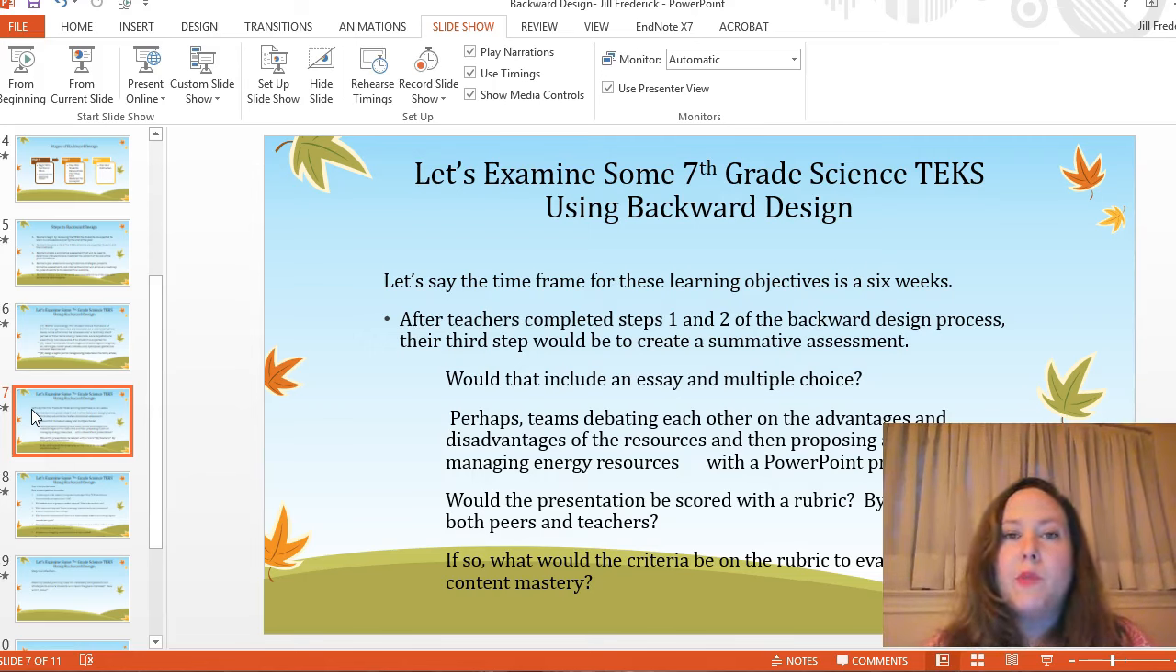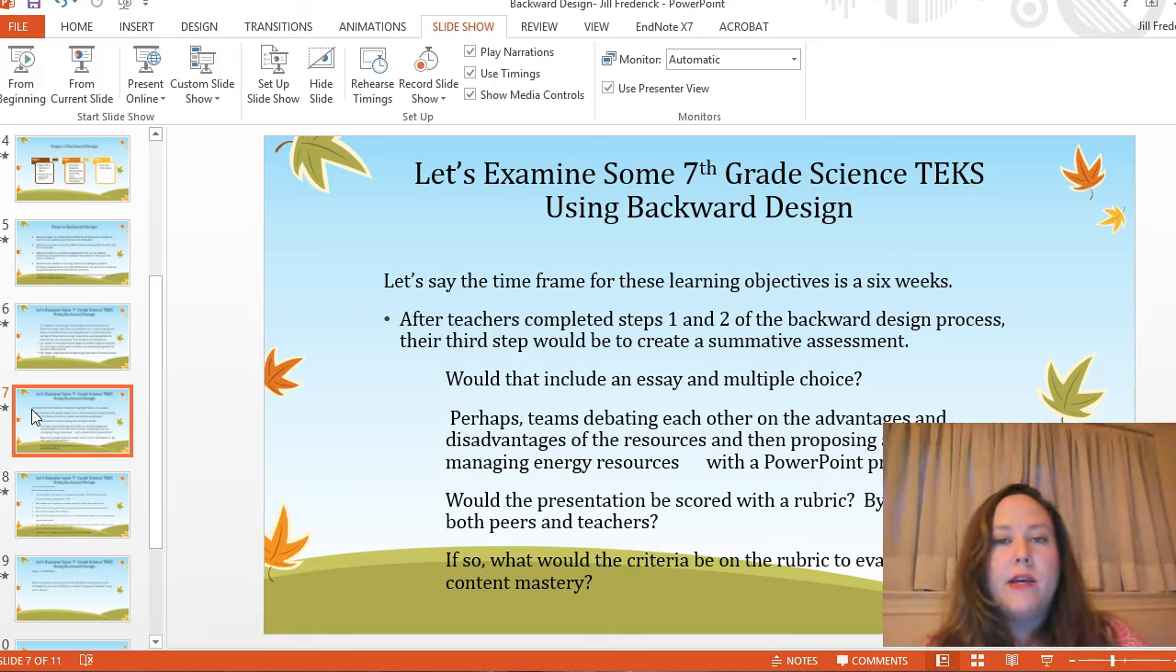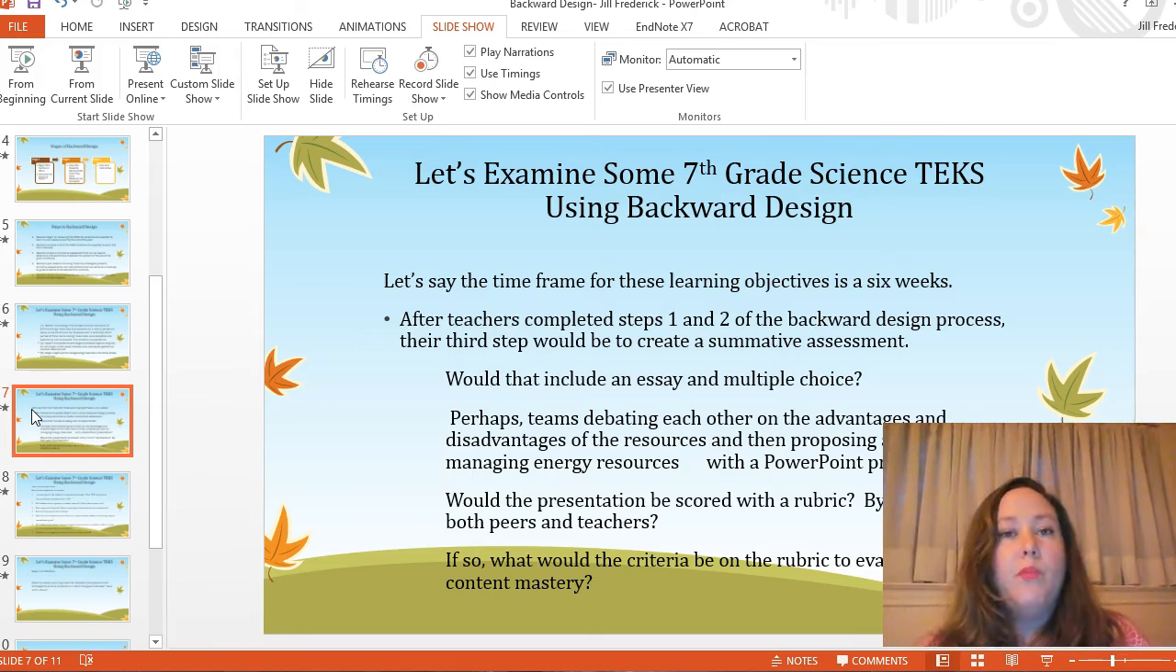After teachers completed steps 1 and 2, which is identifying and making a list of those TEKS of the backward design process, their 3rd step would be to create a summative assessment. And here I listed some questions that you would think about as you're designing your summative assessments. What would they look like? Would that include an essay and multiple choice, or one or the other? Perhaps, instead of a paper and pencil exam, you would have teams debating each other on the advantages and disadvantages of the resources, and then proposing a plan on managing the energy resources with a PowerPoint presentation.